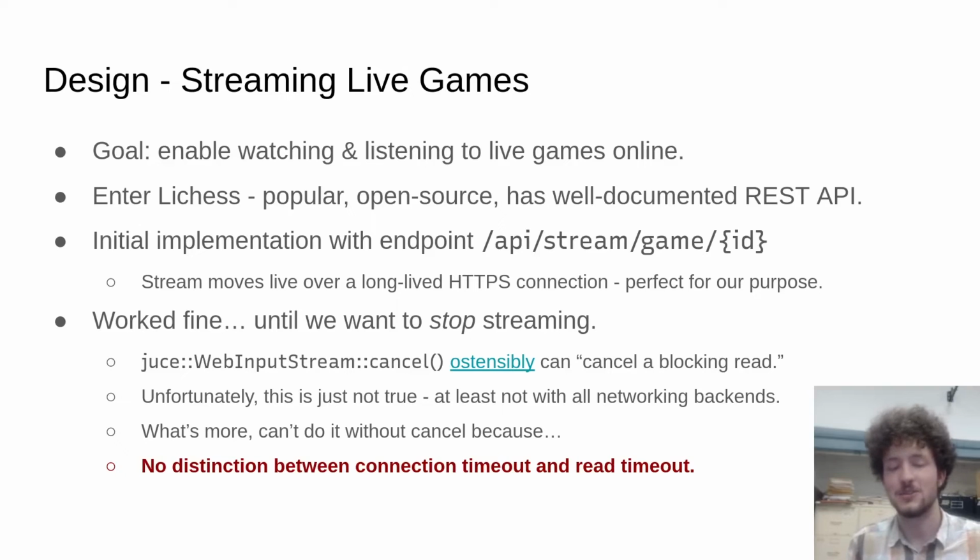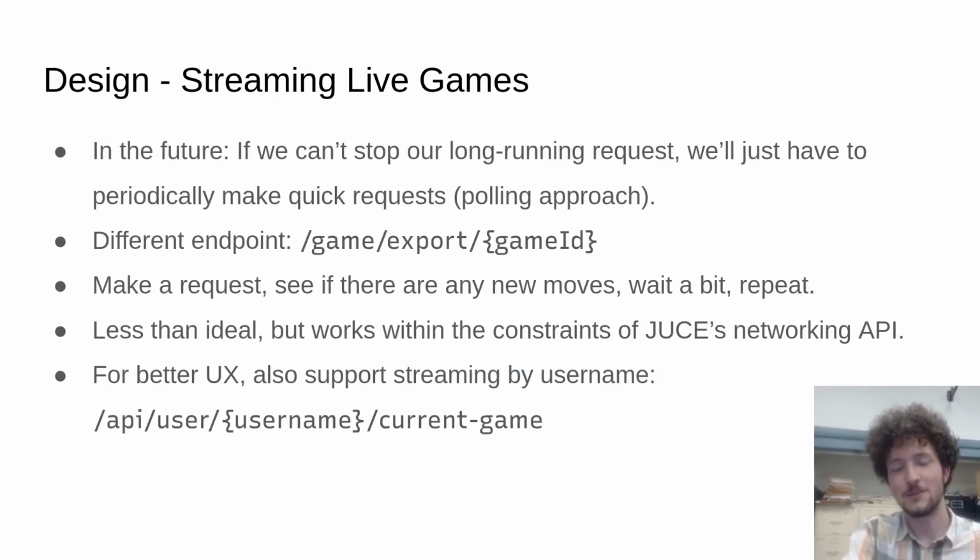We can even do this in Juice, but unfortunately we found that you can't cancel the stream when you want to. There's a method for it, but it just doesn't work, at least not with all the backends. So right now we're just killing the thread. This is kind of gross, and in the future we would like instead to just do a polling approach where we repeatedly make requests to see if there are new moves. And we think this would work better within the constraints of sticking with Juice's networking API.